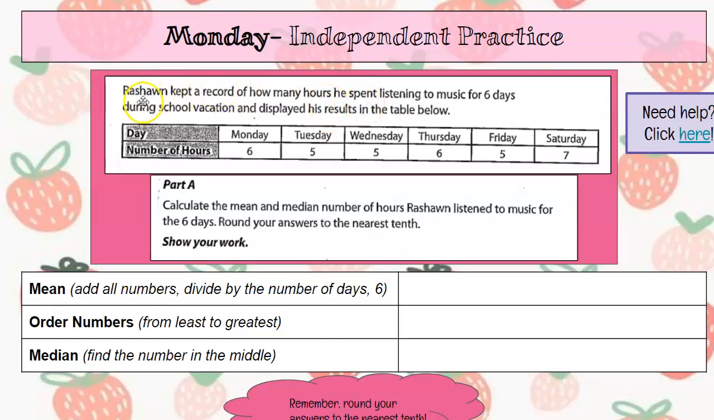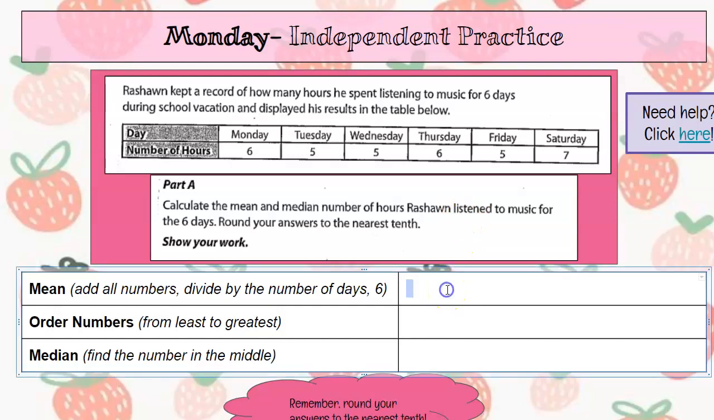So let's go ahead and read the problem. Rashawn kept a record of how many hours he spent listening to music for 6 days during the school vacation and displayed his results in the table. So part A wants you to calculate the mean and median of the number of hours Rashawn listened to the music the 6 days. Round your answers to the nearest tenth.